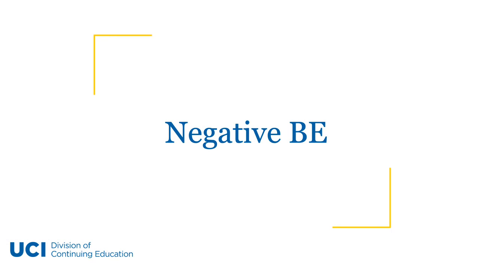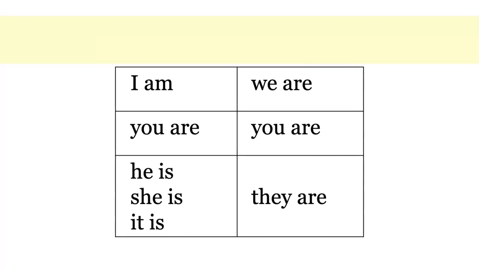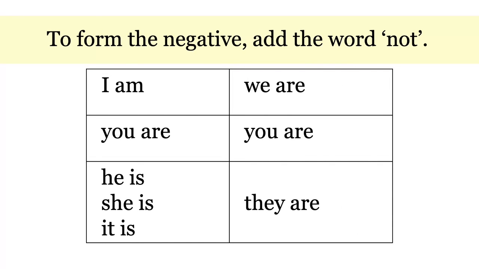Negative be. This lesson is about how to form be in the negative in the simple present. Remember the be verb chart. There are 3 forms: am, is, are. To form the negative of be is simple. Add the word not.